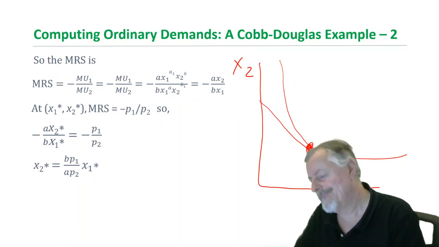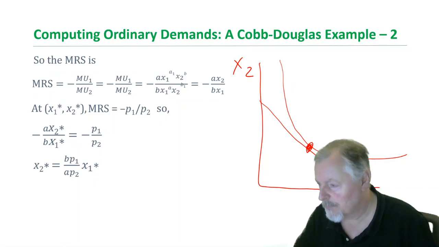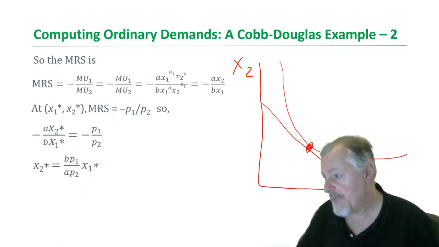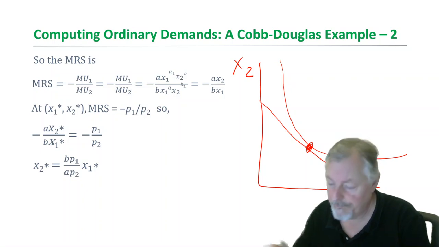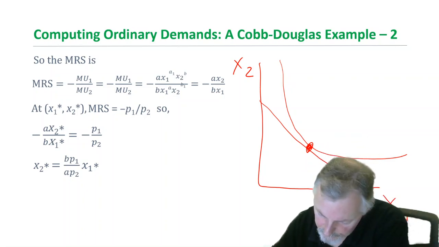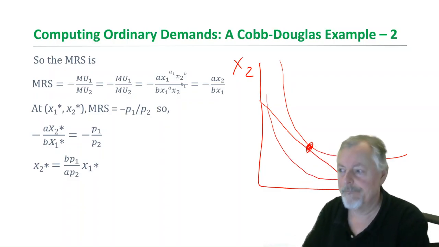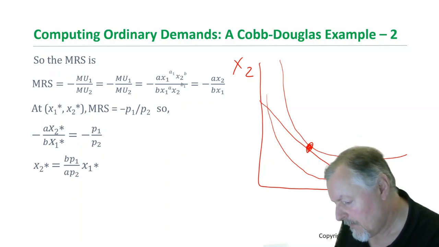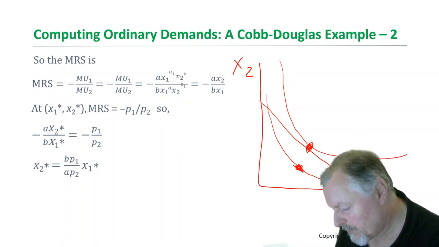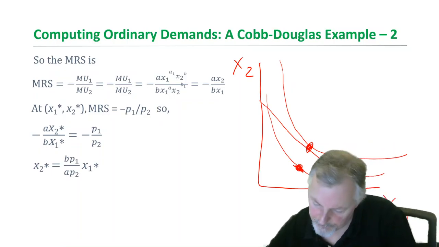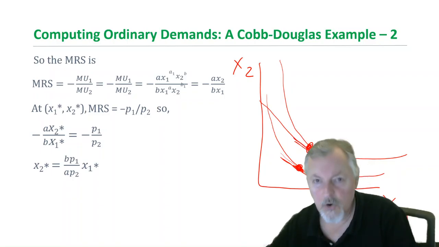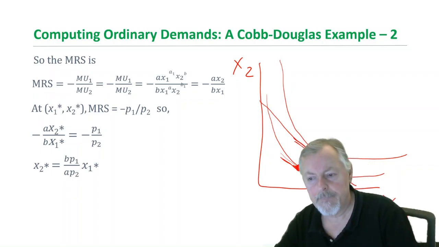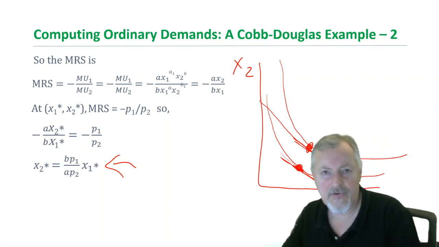And we can see, making allowances for me being a terrible artist, that at that point, the budget constraint and the indifference curve have the same slope. But here's another indifference curve, which I will draw equally badly. At this point right here, this consumption bundle, the slope of the indifference curve is equal to the slope of the budget constraint. This condition over here is satisfied.